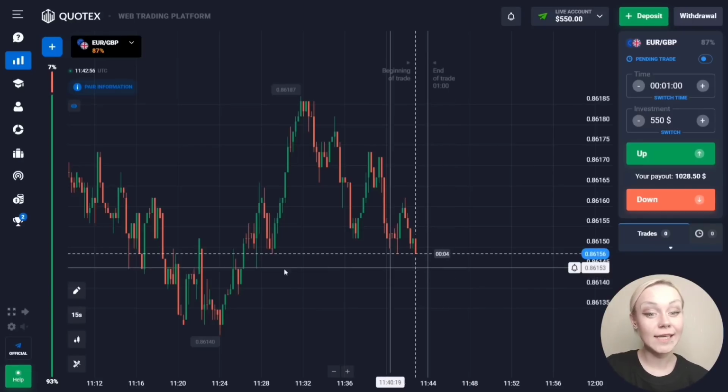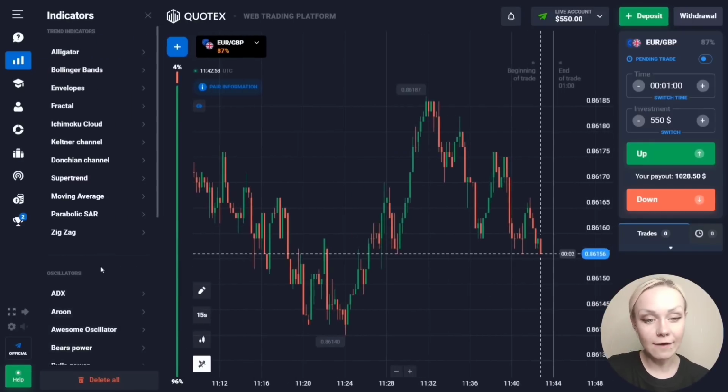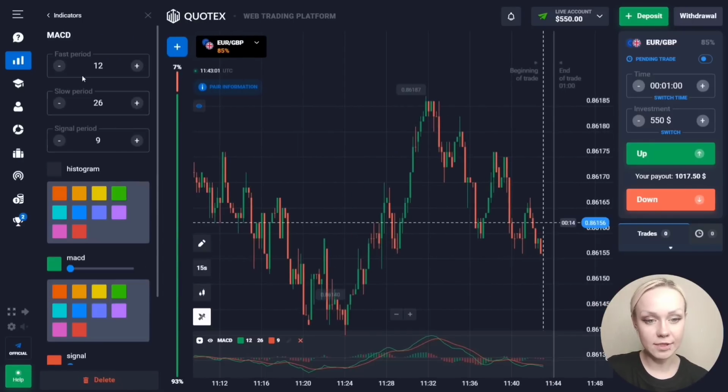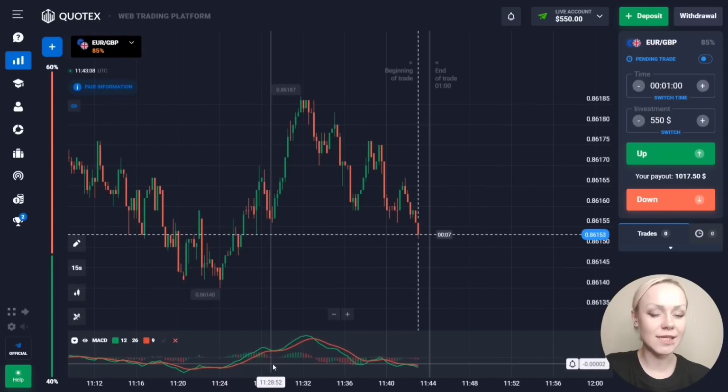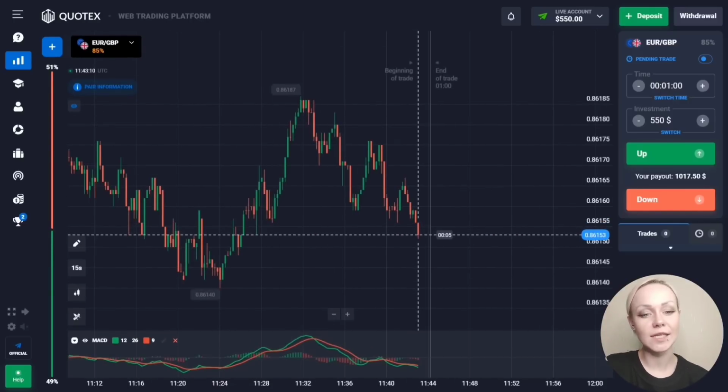So let's get started. To do this, click the button in the lower left corner. Select the MACD from the list. We'll leave all the values by default. We can only make the thickness of our moving averages a little thicker so they can be seen better.